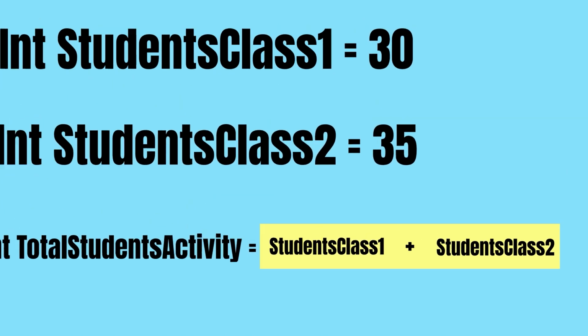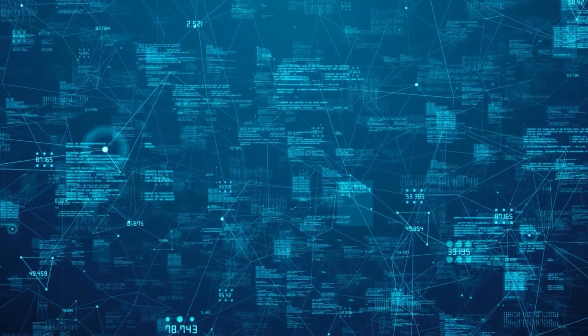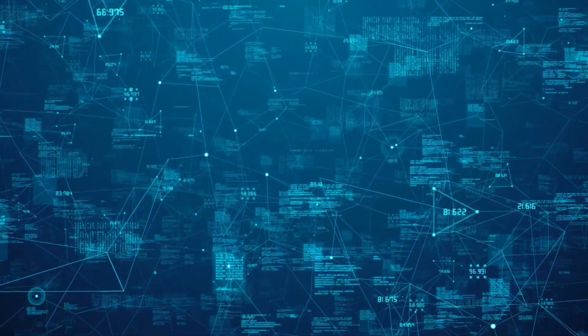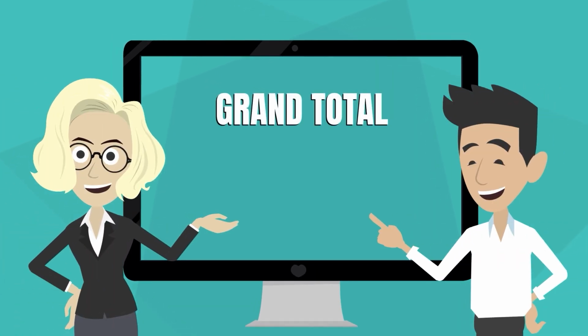Now the best part about this small piece of code we've written so far is that even if the student count changes in the future, no sweat. Just tweak the variable and the computer will recalculate the grand total faster than you can say Python. If you skip the step, you're up for a nightmare scavenger hunt through lines of code to find and correct every single calculation. Yikes.